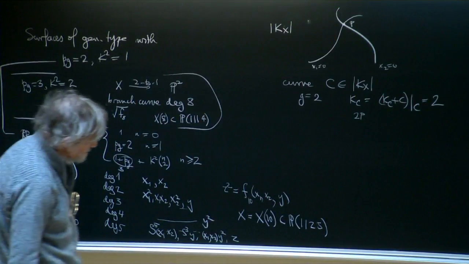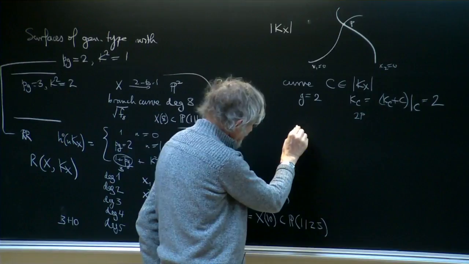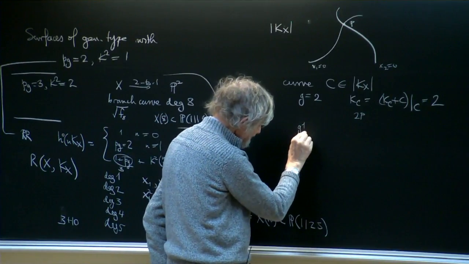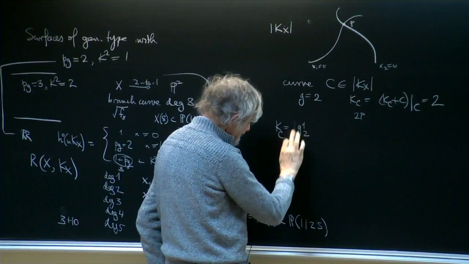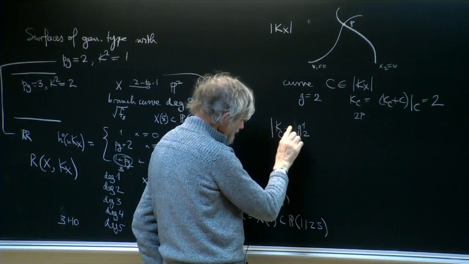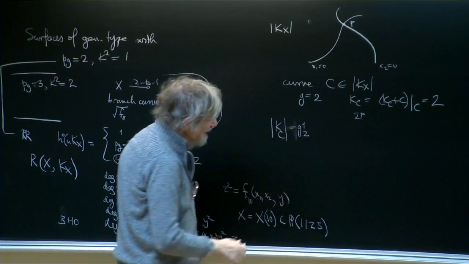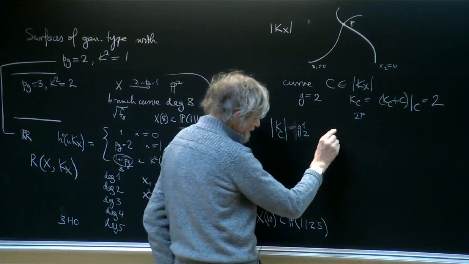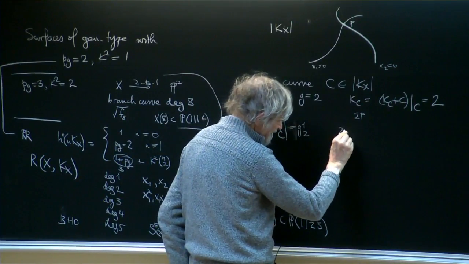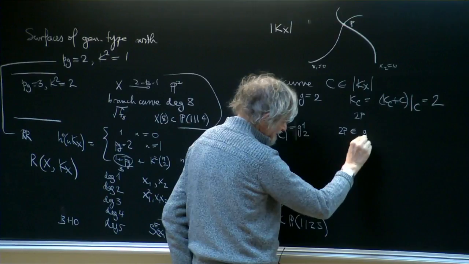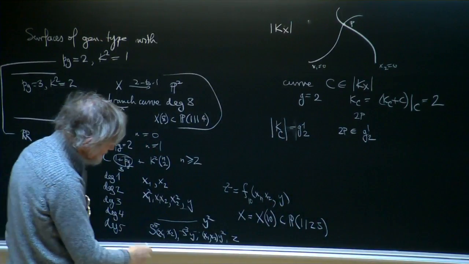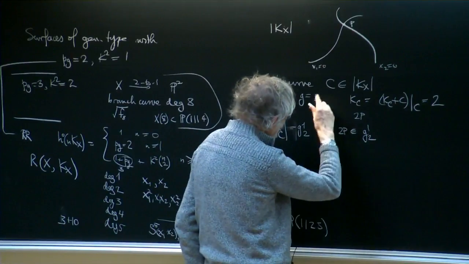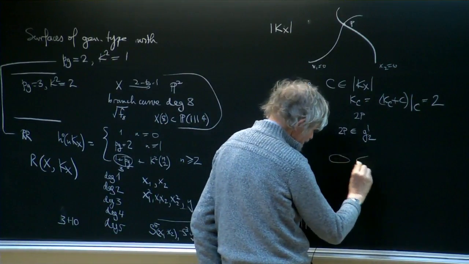Yes, so at this point, the curve of genus 2 has a g^1_2 on it. So in this case, K_C is a g^1_2. And this point 2P is in the g^1_2. 2P is one of the divisors in the g^1_2. So if I want to think of the curve, I want to draw it like this.